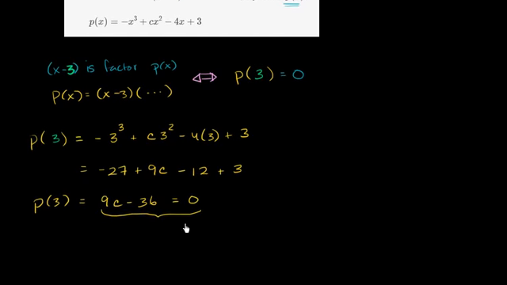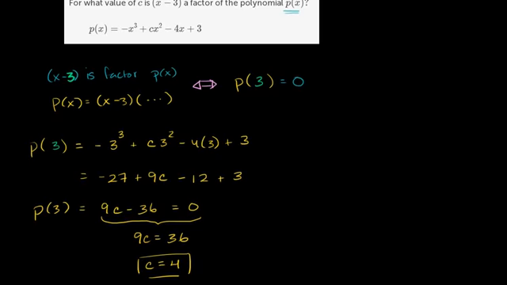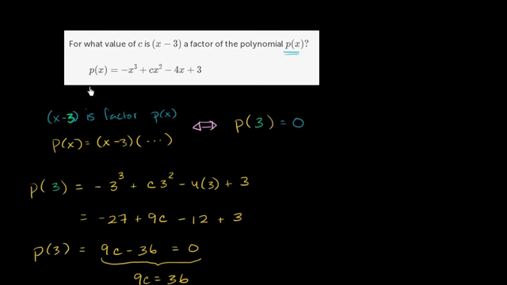So you add 36 to both sides. You get 9c is equal to 36. Divide both sides by 9. You get c is equal to 4. So if c is equal to 4, if p of x were to be equal to negative x to the third plus 4x squared minus 4x plus 3, then x minus 3 is a factor of p of x.